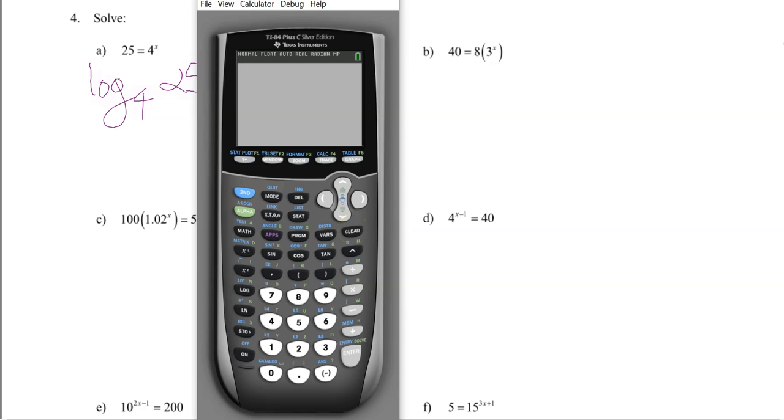Do it the old way. What do you want to do? 2 decimals. So for you, unnamed child sitting next to the window with the old calculator, here's how you're going to do it. You go log 25 divided by log 4. So the log of the value divided by the log of the base. Okay, 2.32.